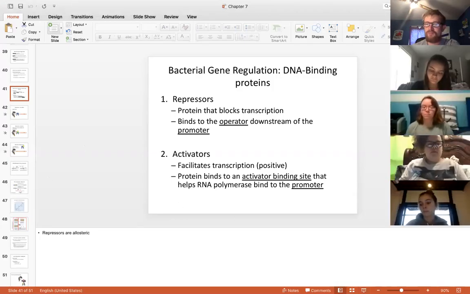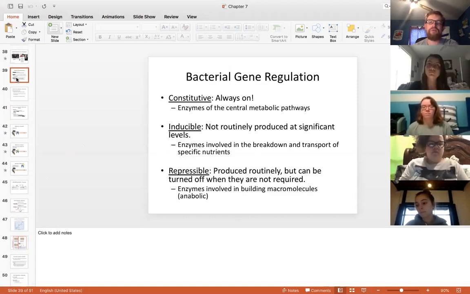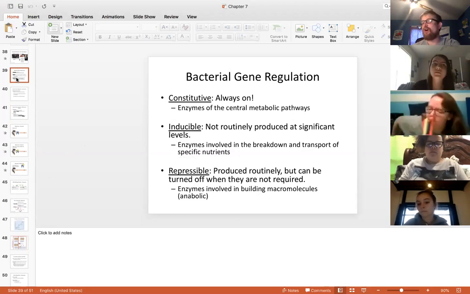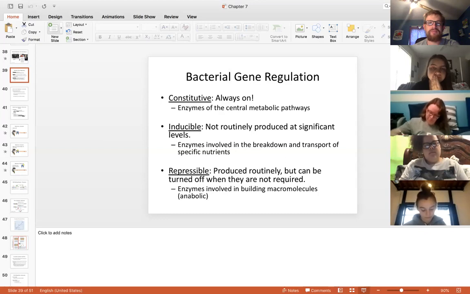So if you were to take a look back here, remember we started to talk about constitutive, inducible, repressible: how bacteria are making sure that the genes that they need are on, and that the genes they need at a specific time are ready only at the time that they need them. Because remember, making genes when you don't need them is a waste of resources and energy, right? So these are important regulatory mechanisms within cells.